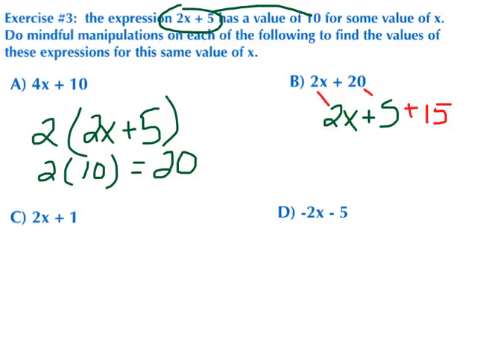Now I'm going to use the associative property to group the 2x plus 5 again and make that say 10. I'm going to substitute the 10 in, plus 15, which is going to give me an answer of 25.